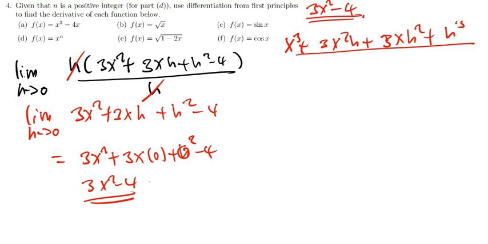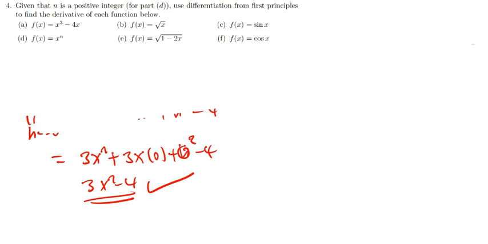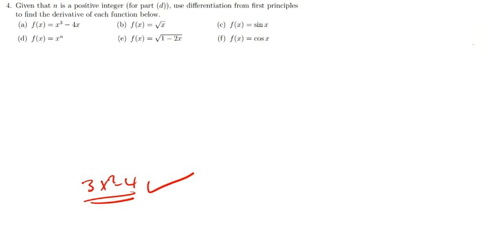So in this case, I've used my first principle to know that the derivative of x to the power 3 minus 4x is 3x squared minus 4. Simple as that. Let us go to part 2, which is b.